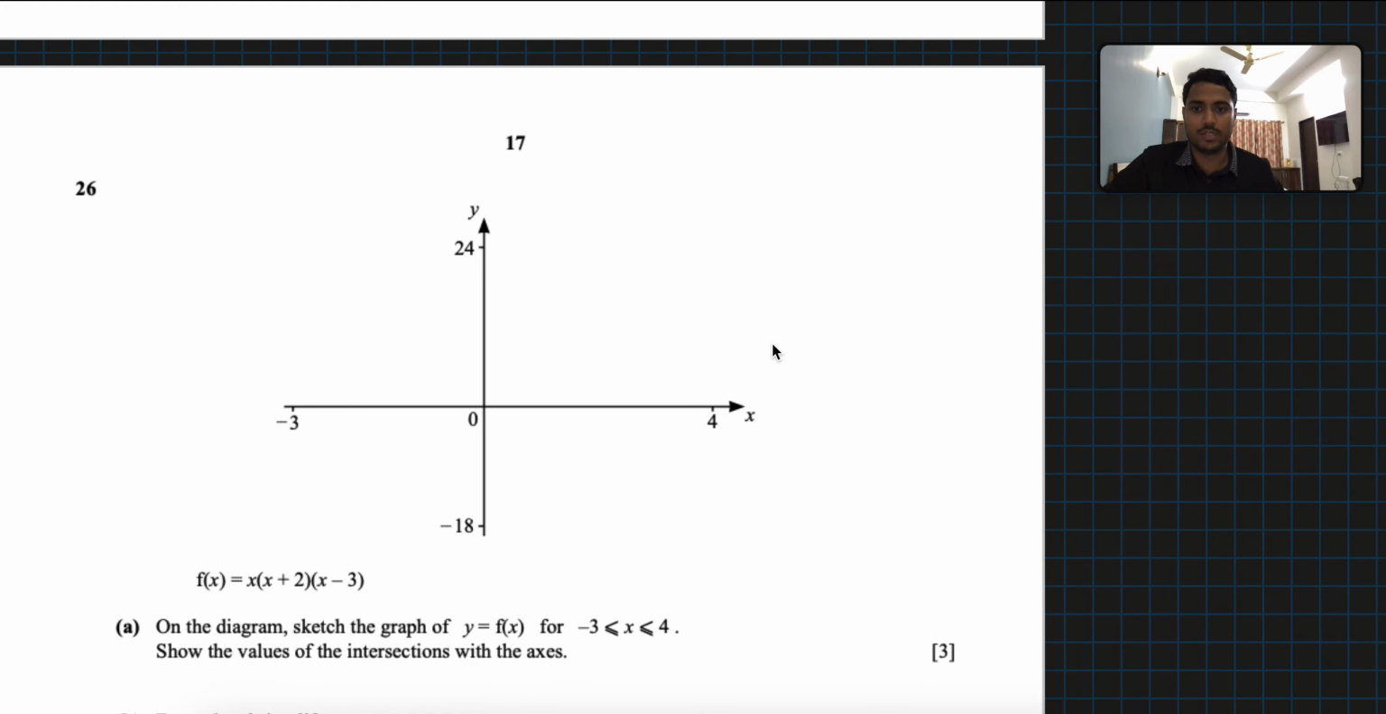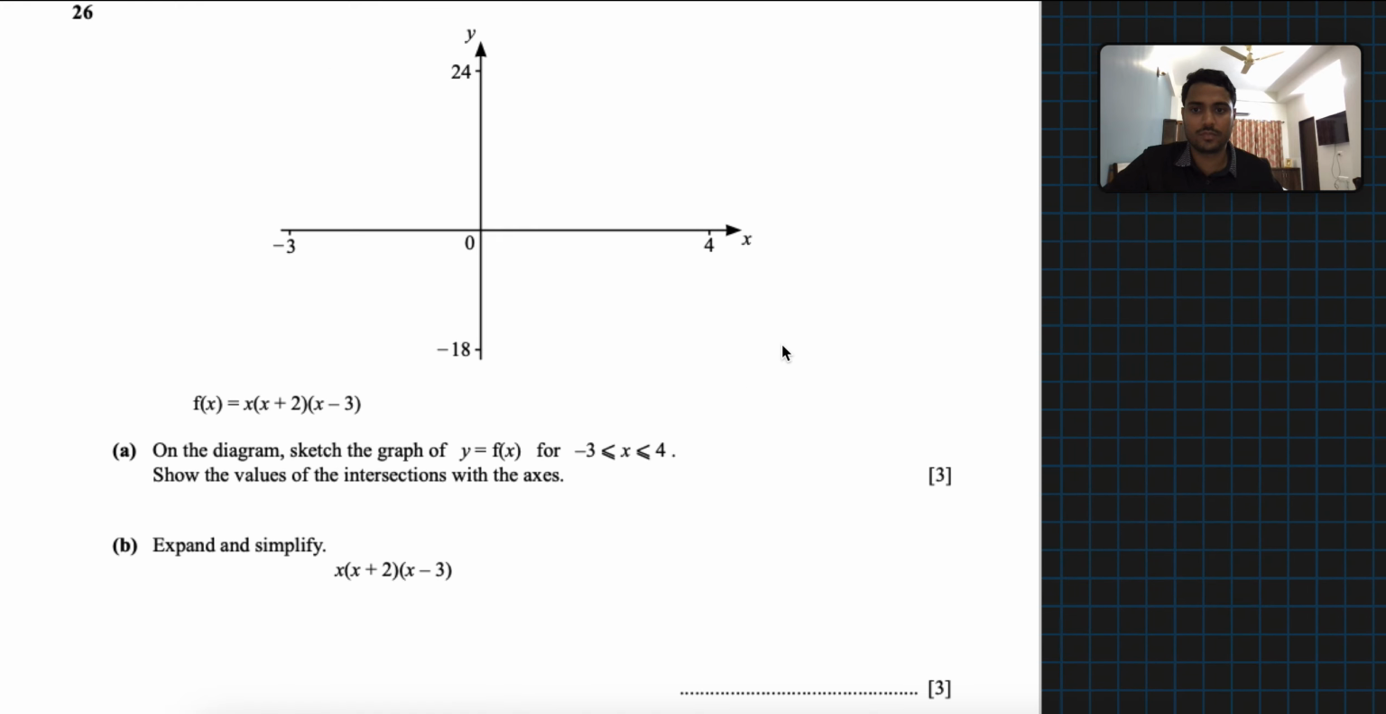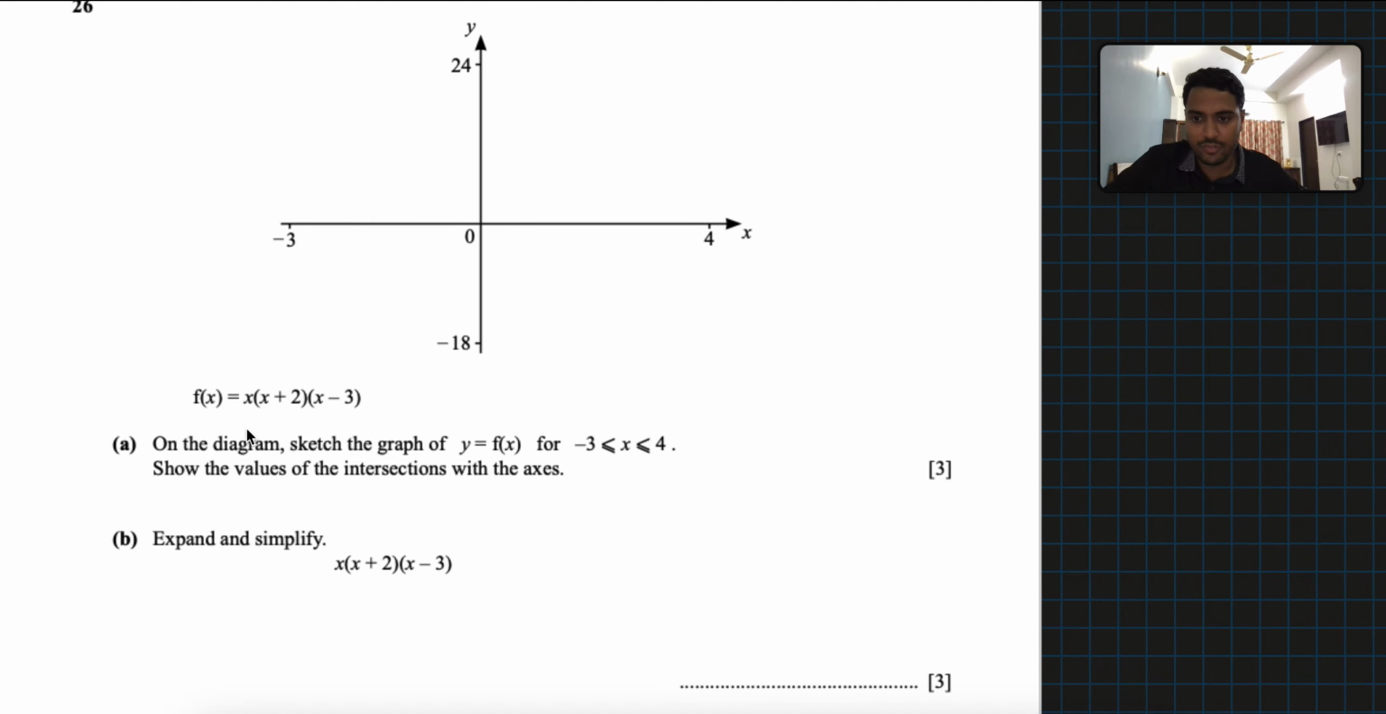Moving on to question number 26. This is based on graph. It says f of x equals to x plus 2 and x minus 3. On the diagram, sketch the graph of y equals to f of x from minus 3 to 4. Show the values of the intersection with the axis.